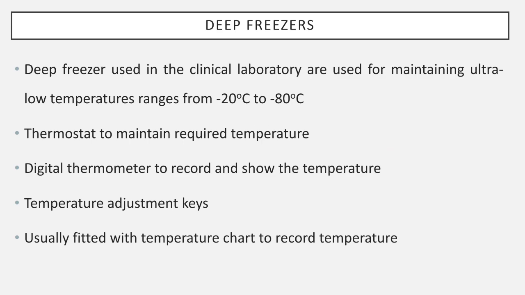So deep freezers, these are the same as refrigerators or fridges but with very low temperatures, ranging from minus 20 degrees centigrade to minus 80 degrees centigrade. Here also a thermostat is there to maintain the required temperature, a digital thermometer to record and show the temperature, and temperature adjustment keys or knobs to adjust the required temperature, and they are usually fitted with a temperature chart to record the temperature.